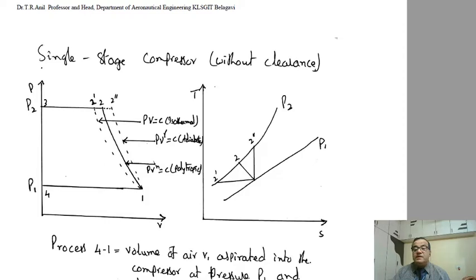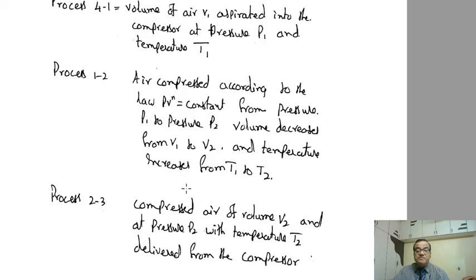And this is the TS diagram of this single stage compressor without clearance. You can see here 1, 2. The pressure is P1 and P2. P1 is atmospheric pressure and P2 is delivery pressure. And this is how basically our single stage compressor functions.